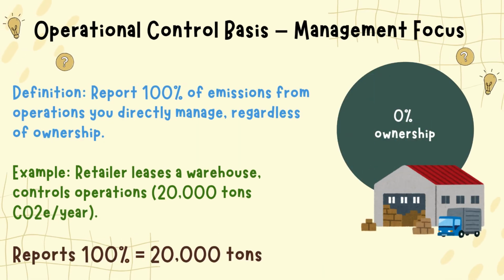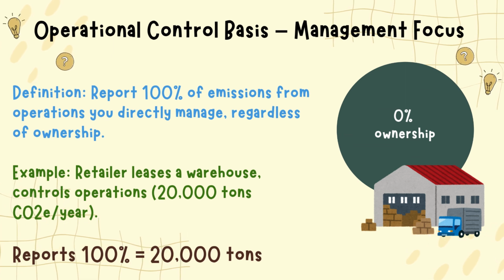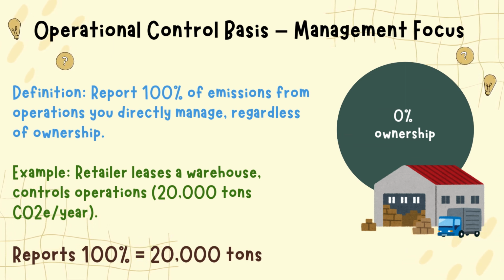Now, the operational control basis. This focuses on operations you directly manage, reporting 100% of their emissions, regardless of ownership. Imagine a retailer leasing a warehouse and controlling its daily operations: lighting, logistics, waste handling. The warehouse generates 20,000 tons of CO2 equivalent, including Scope 3 emissions from transporting goods. Since the retailer has operational control, it reports all 20,000 tons, even with zero ownership.